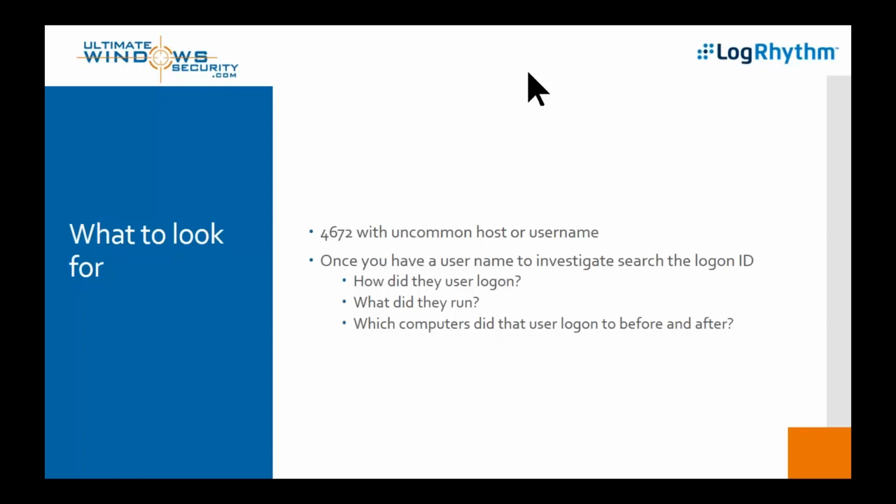There's potentially lots of ways that you could analyze 4672, and a lot of it goes back to your particular environment and what you know about it. But here's the one that I'm going to focus in on, and that is simply looking for privileged sessions on computers where we've not seen them before, or privileged sessions involving user accounts that we haven't seen before.